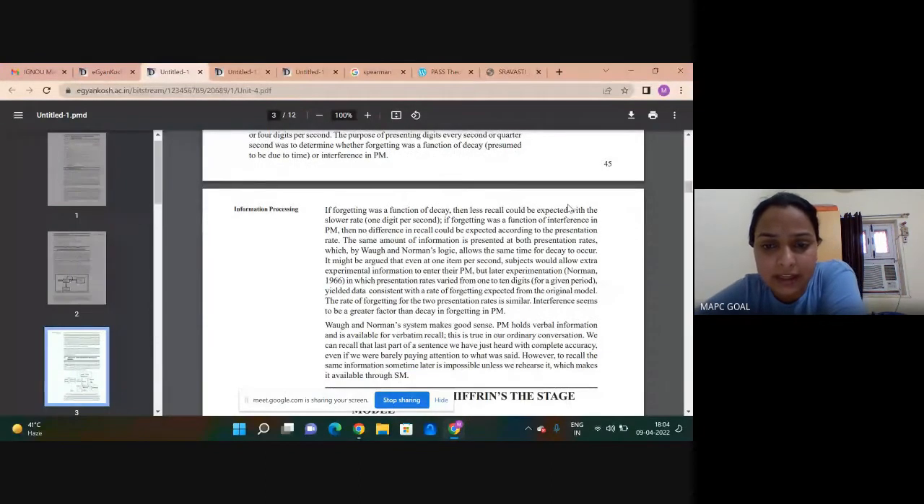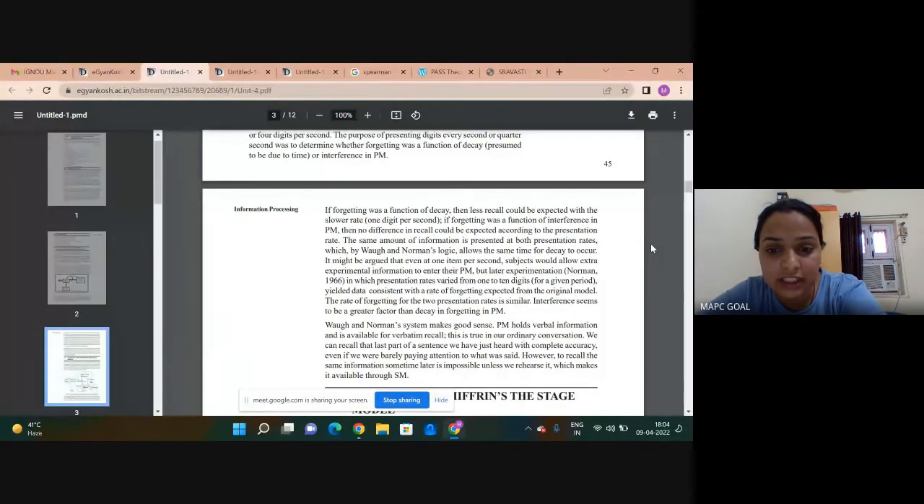Then later on, they continued with the research. If forgetting was a function of decay, then less recall could be expected with the slower rate, 1 digit per second. If forgetting was a function of interference, then they would function the same at 4 digits per second. So the same amount of information is presented at both presentation rates, by which Waugh and Norman's logic allows the same time for decay to occur.